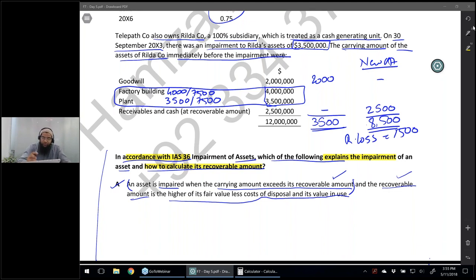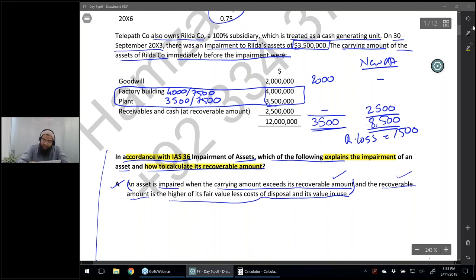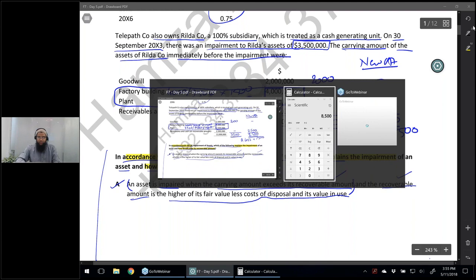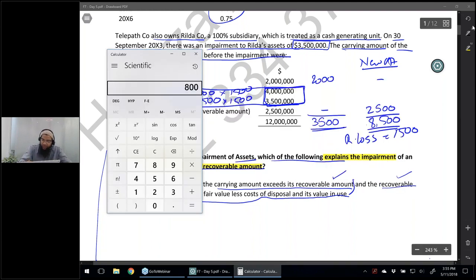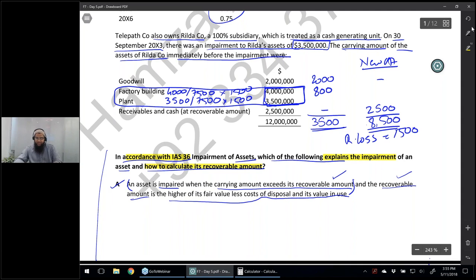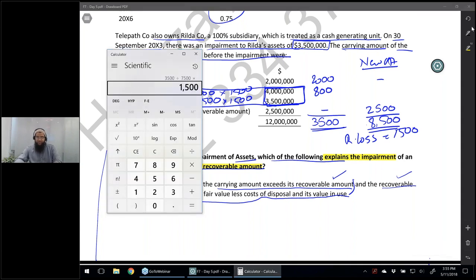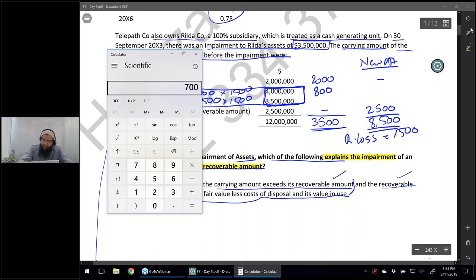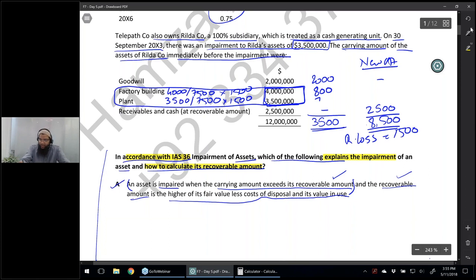Okay, so factory building is 4,000 out of 7,500, the sum of both, and plant is 3,500 divided by the sum of both. So multiply by the loss of 1,500 that was to be allocated. So 4,000 divided by 7,500 into 1,500 is going to be 800. So the loss of 800 should be allocated to the factory, and similarly 3500 divided by 7500 into 1500 is going to be 700 of the loss to be allocated to this. So the new carrying amounts are going to be 3200 and 2800.